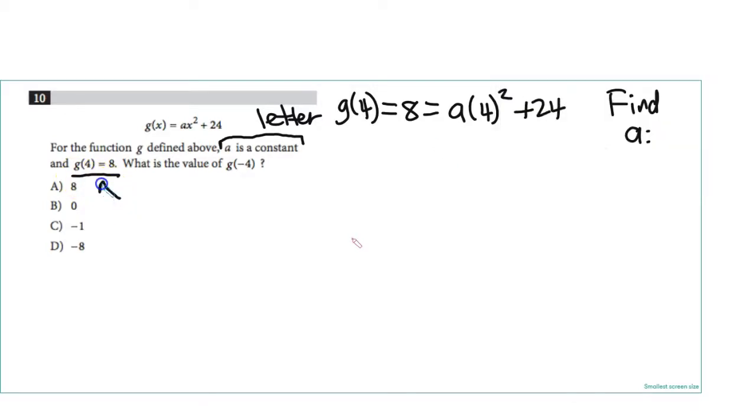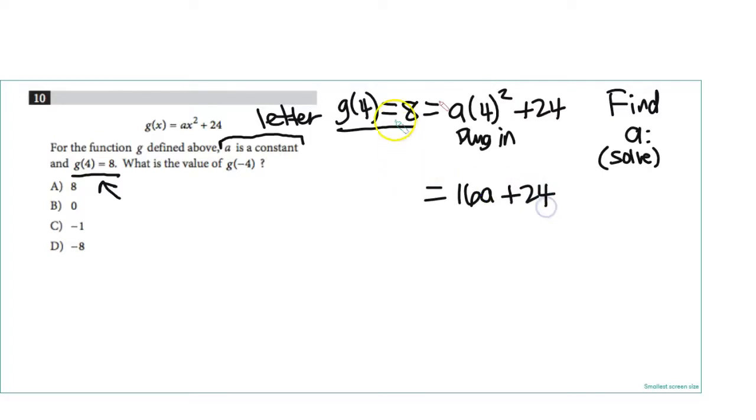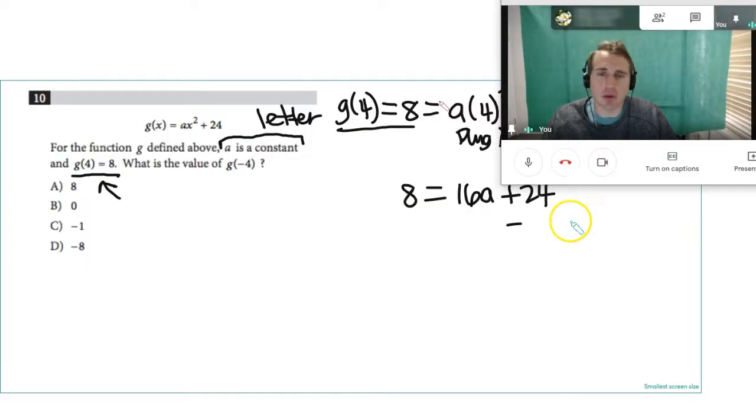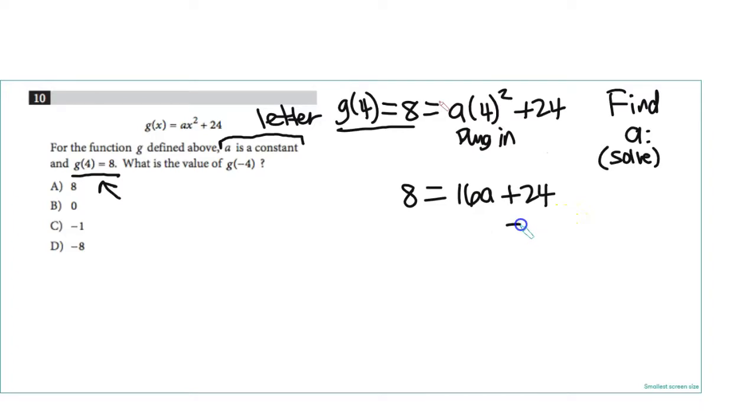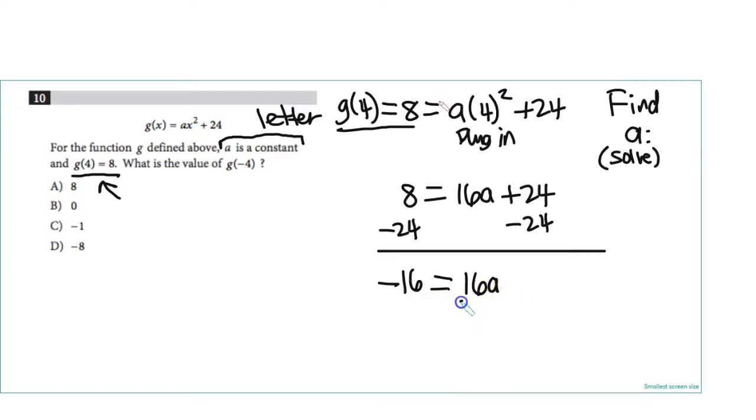The fact they gave us g of 4 equals 8. Right. So they gave us this, and now we're plugging in, and then we're going to solve this for a. Okay, so one step at a time. What's 4 squared? So we have 16a plus 24 equals 8. So we need to solve this for a. Well, we can't yet because we don't know what a is. So you have to subtract 24 from both sides. Well, 16a equals 8 minus 24, which is -16. There we go. And then now we divide both sides by 16.